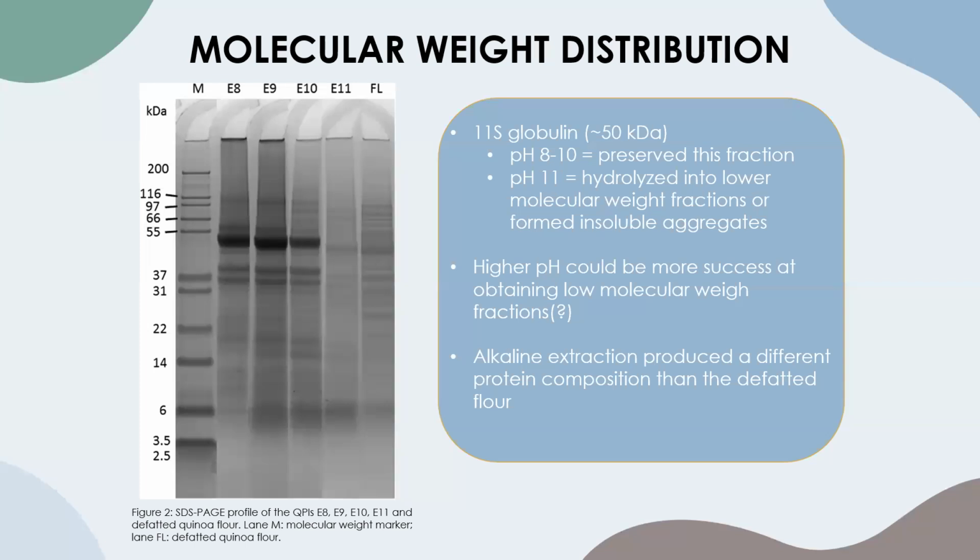Next, looking at the molecular weight distribution, the main thing to look at is this 11S globulin protein at around 50 kilodaltons. They performed the SDS-PAGE under non-reducing conditions, and noticed that at pH 8, 9, and 10 the globulin fraction was more preserved, versus at 11 you don't see it here anymore. So they concluded that at pH 11, this globulin fraction was either hydrolyzed into lower molecular weight fractions or had formed insoluble aggregates.